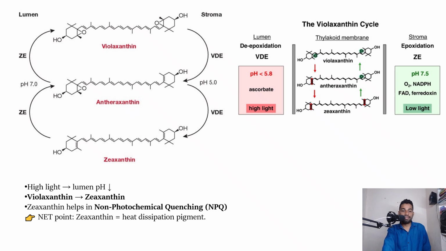If there is high light, lumen pH decreases. We can see here high light and low pH. If there is low light, high pH. Here we can see the energy flows from violaxanthin to antheraxanthin and zeaxanthin. So here energy flows from violaxanthin to zeaxanthin. Zeaxanthin helps in non-photochemical quenching. We have already discussed quenching. So zeaxanthin is helpful in quenching.